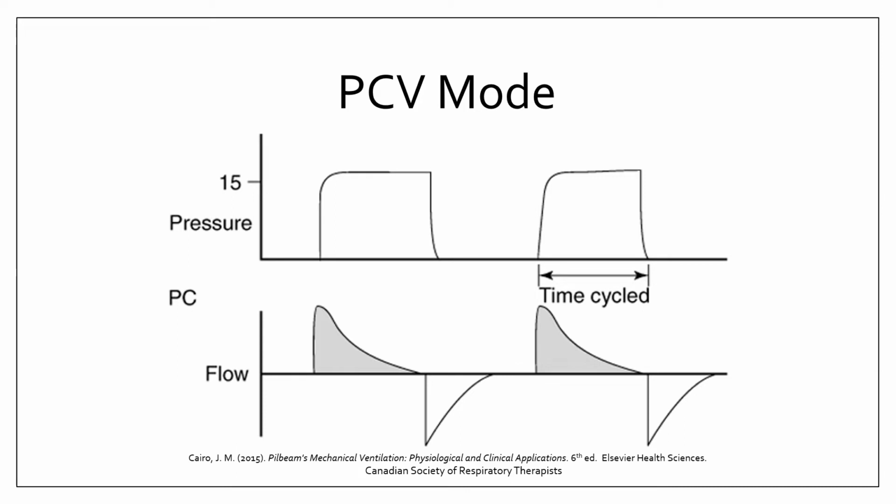So this is a good little picture here. We can see it's time cycled. So we're setting an inspiratory time, and what happens is the ventilator goes up to that pressure, and in this case here, that pressure is 15 centimeters of water pressure. So we start at our baseline, we increase up to our 15 centimeters of water pressure, we stay there for the set amount of time, the breath ends here, and we enter into exhalation.